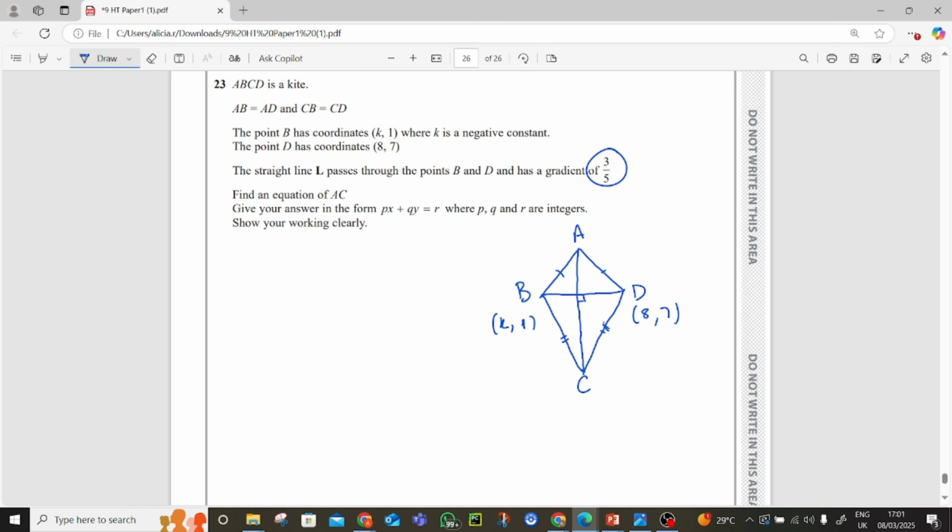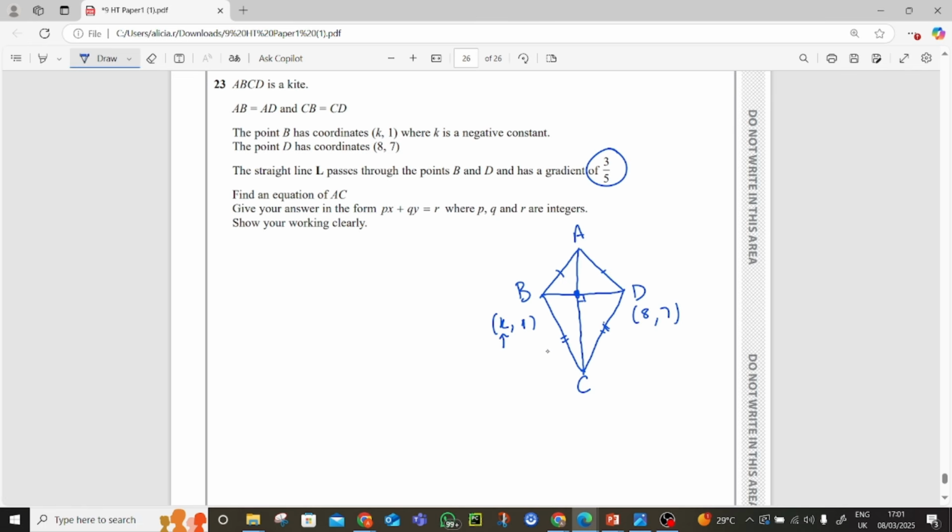I can see that I got the gradient, and I think it's going to be important that they're perpendicular to work out the equation of the line AC. Also, this point here is going to be the midpoint. This is going to cross through the midpoint of BD on the kite. Now, what I need to do is work out what this k value is. I need that because I need the coordinates of that midpoint.